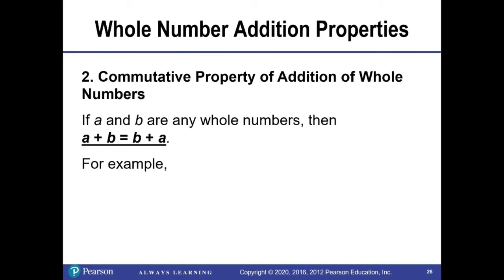Our next property is the commutative property. The commutative property tells us that the order doesn't matter when we add. 3 plus 4 is the same thing as 4 plus 3. They both have an answer of 7.